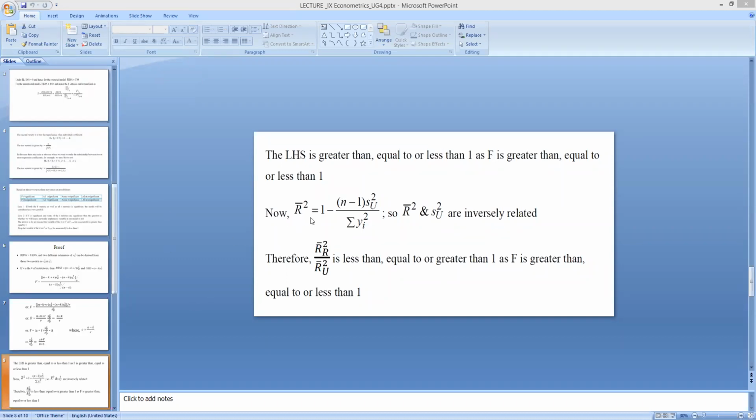R bar square is equal to 1 minus numerator n minus 1 SR square divided by TSS. Okay, ma'am, thank you. Same thing, same thing. Yes, ma'am.